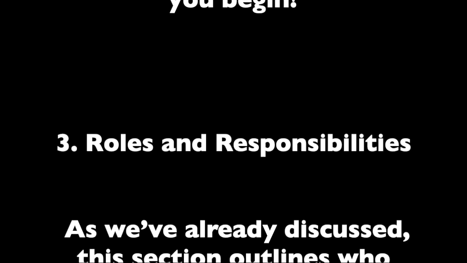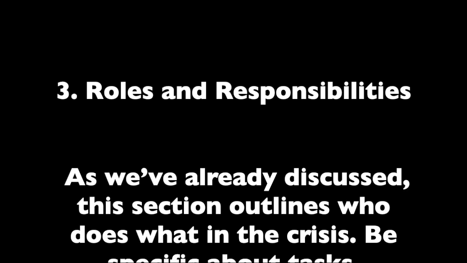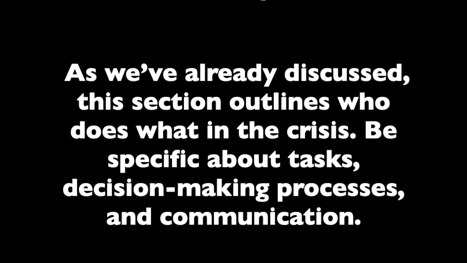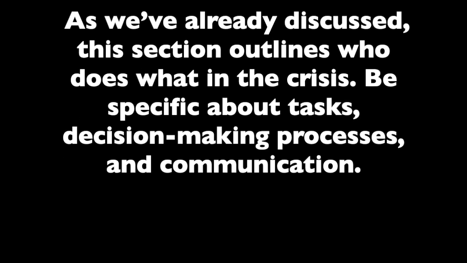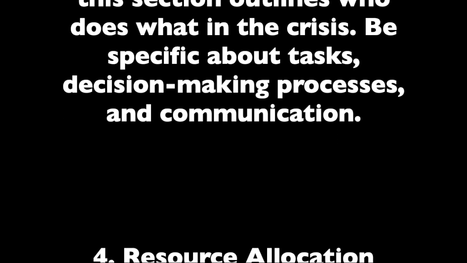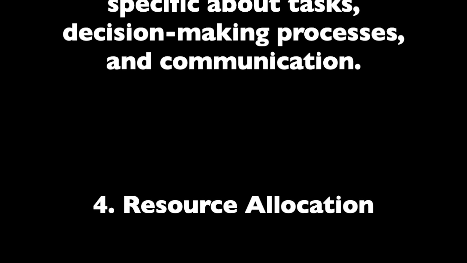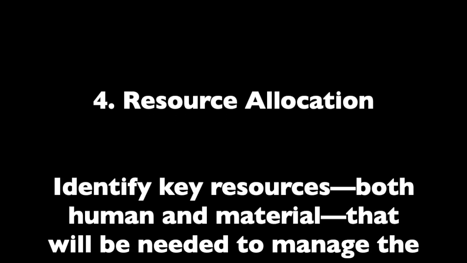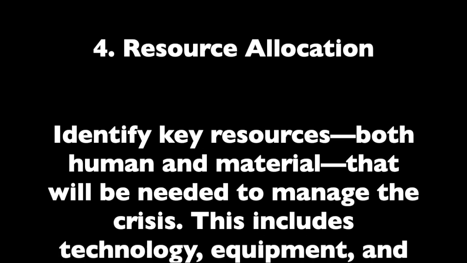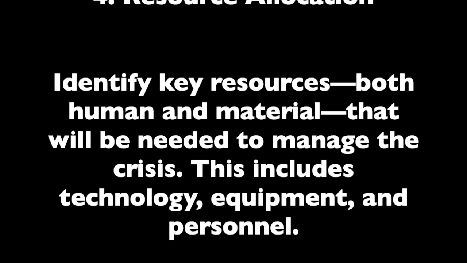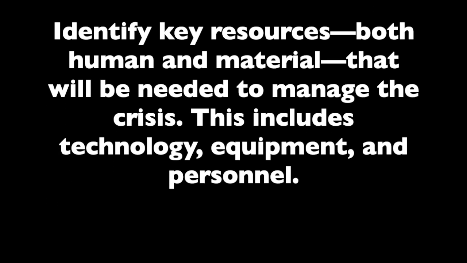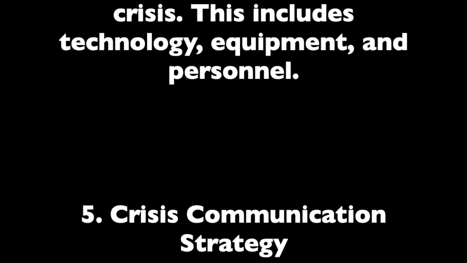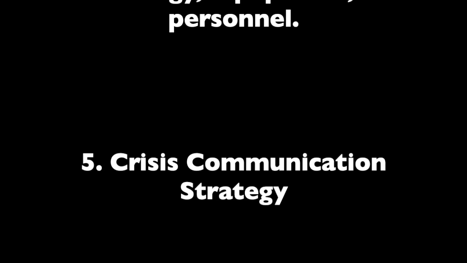3. Roles and responsibilities. As we've already discussed, this section outlines who does what in the crisis. Be specific about tasks, decision-making processes, and communication. 4. Resource allocation. Identify key resources, both human and material, that will need to be managed during the crisis. This includes technology, equipment, and personnel.